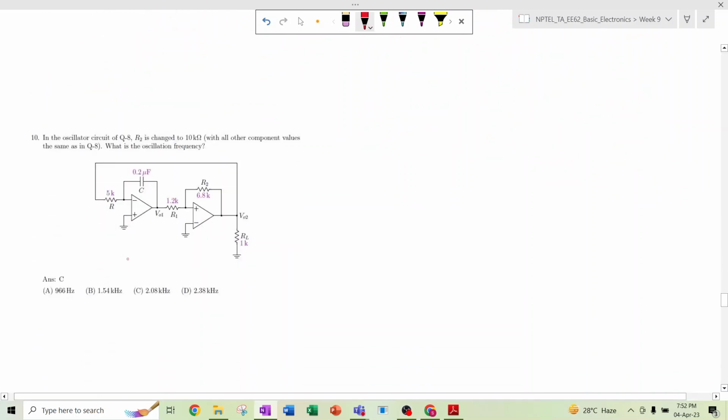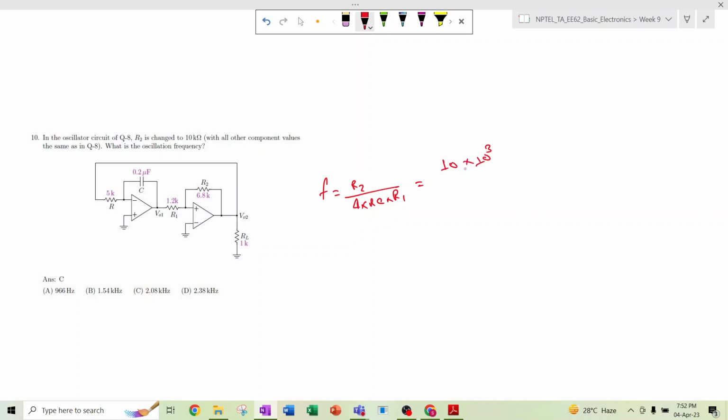In the next question, in the oscillator circuit, R2 is now changed to 10 kilo ohm with all other component values the same as question 8. So what is the oscillation frequency? Okay. So as we have already discussed, F is equal to R2 divided by 4 into RC into R1, right? So now what is the value of R2? It is 10 kilo ohm. 10 kilo ohm means 10 into 10 to the power 3, divided by 4 into R into C, right?